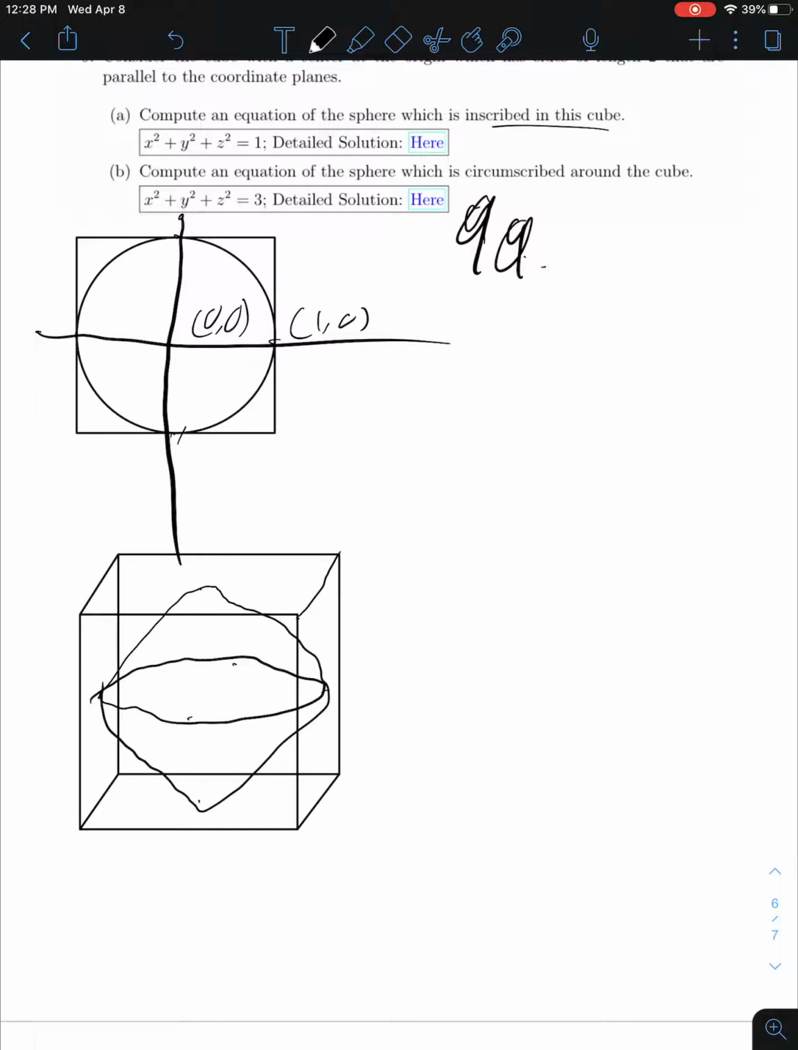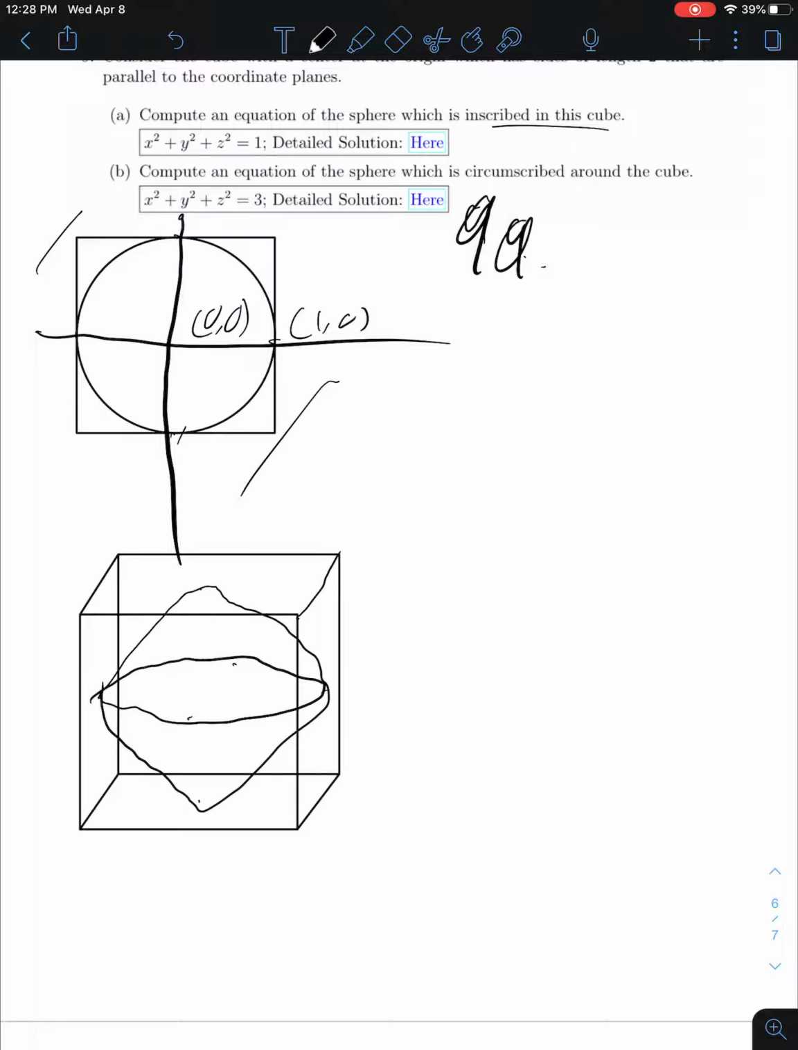Okay, so we're back here with 9a, and we're trying to find the equation for a sphere that is inscribed in a cube. Before we do that, we're going to look at the two-dimensional analog for that. So that's why I have the circle inscribed in the square here.